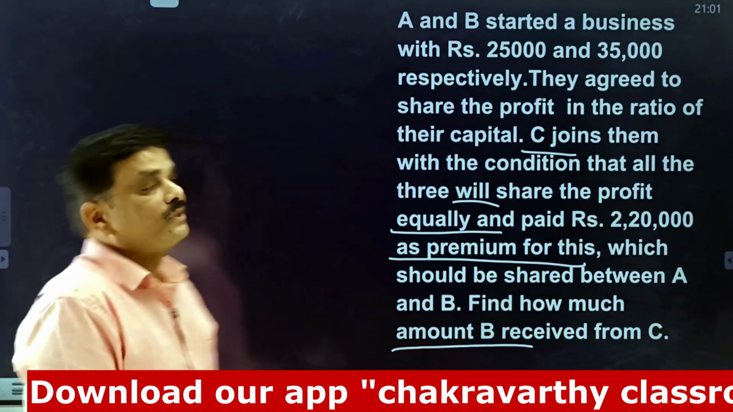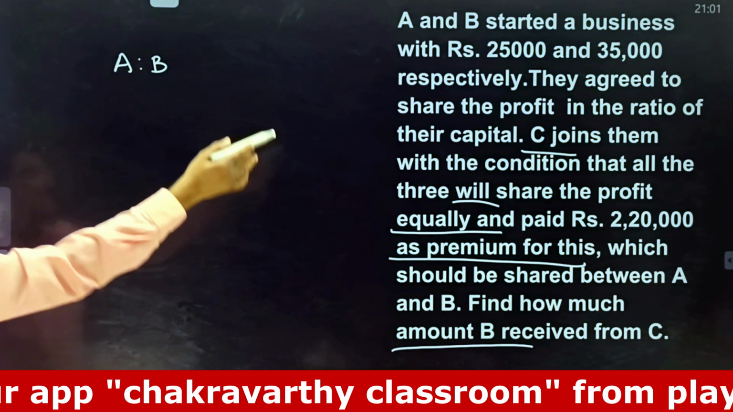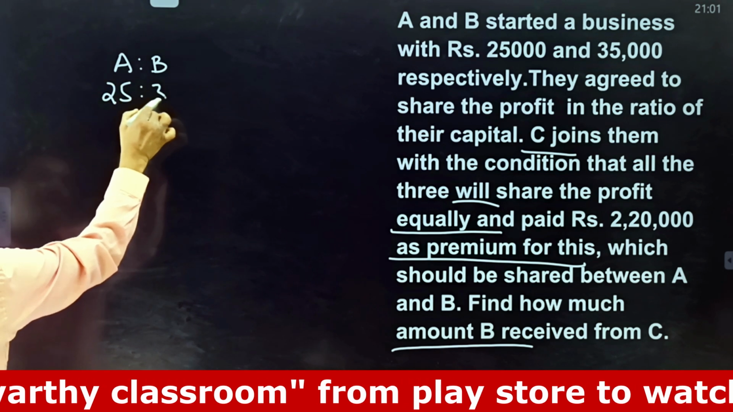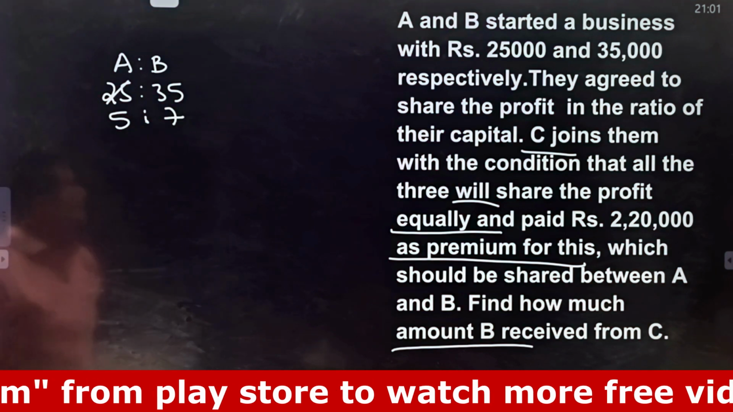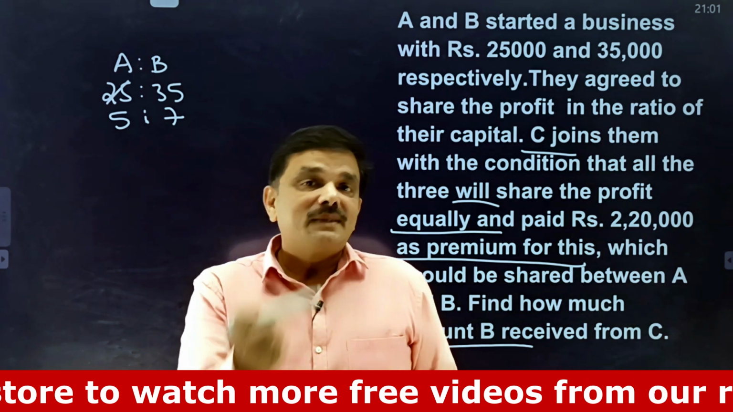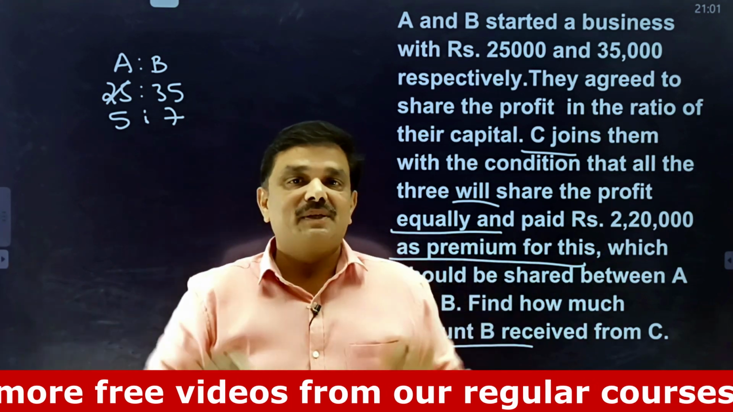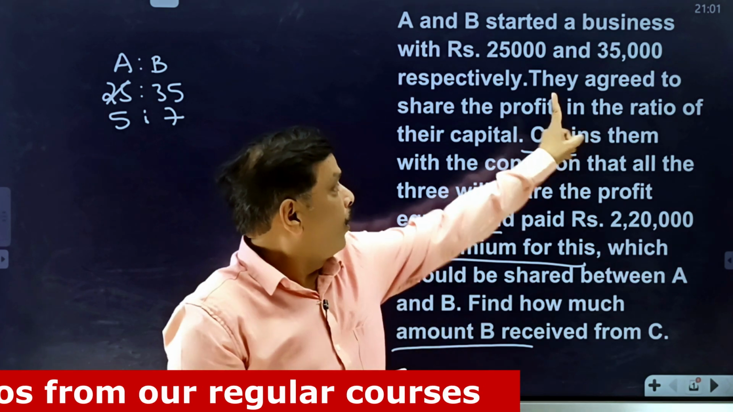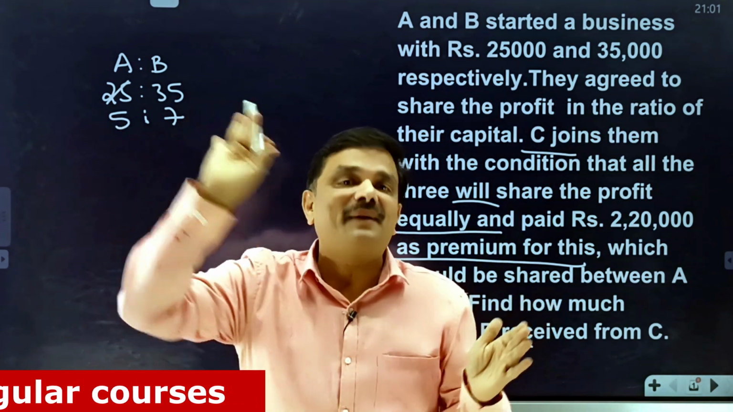That's a cakewalk. Simply you can say A is to B. The investment ratio is 25,000 is to 35,000, which means, let's take it as 25 is to 35, or 5 5s is to 5 7s. A is to B's investment is 5 is to 7. Now C joins the business with the condition that at the end of the business period all the three must get equal profit. But already A and B agreed to distribute the profit according to their capitals only.